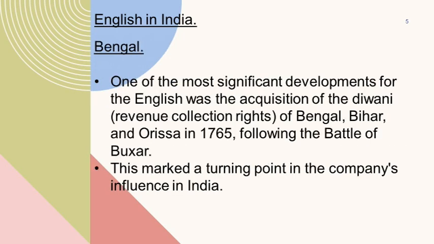Bengal. One of the most significant developments for the English was the acquisition of the Diwani, revenue collection rights, of Bengal, Bihar, and Orissa in 1765, following the Battle of Buxar. This marked a turning point in the company's influence in India.